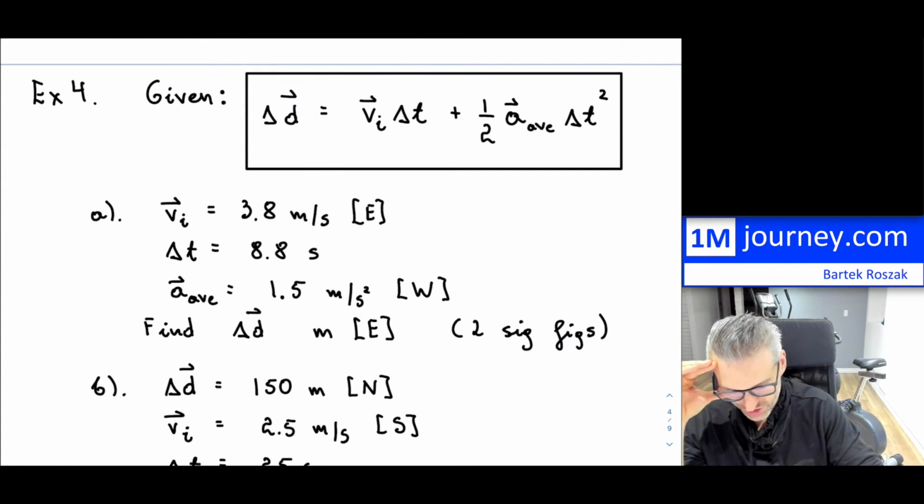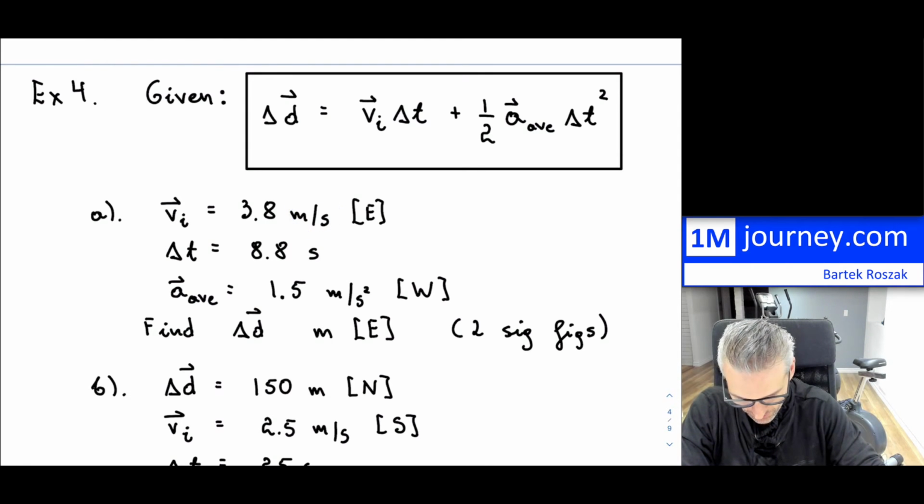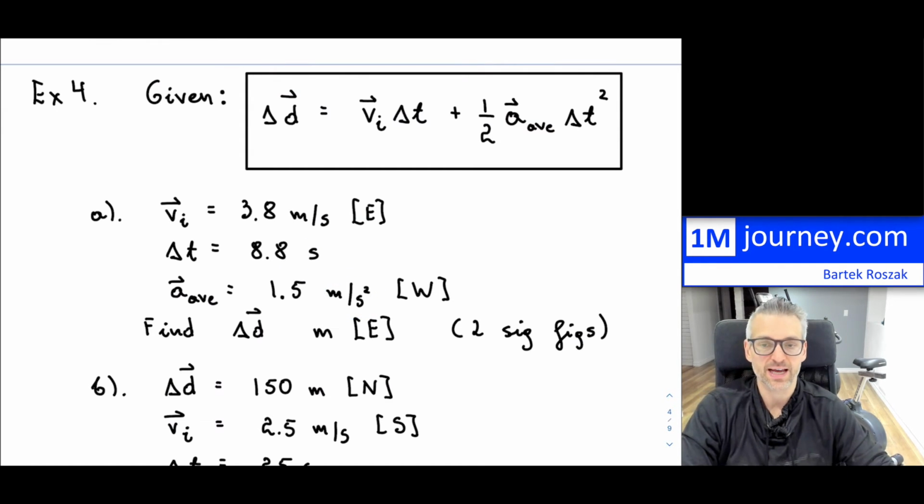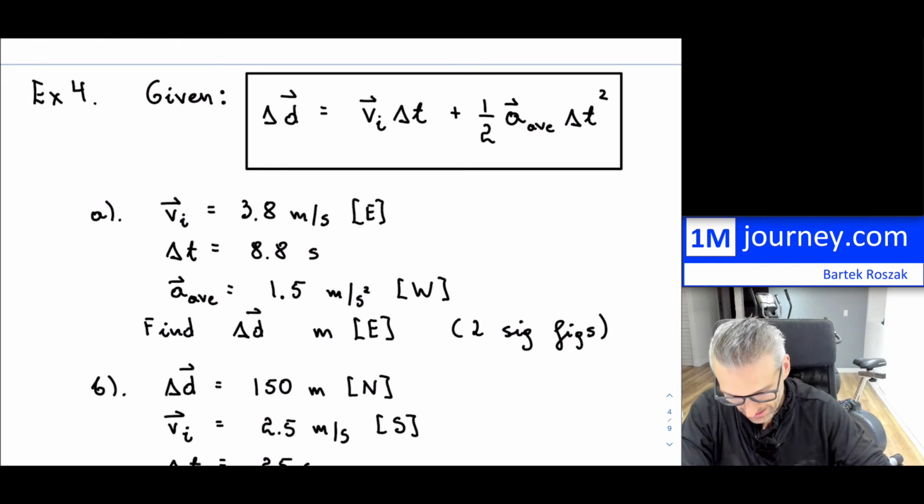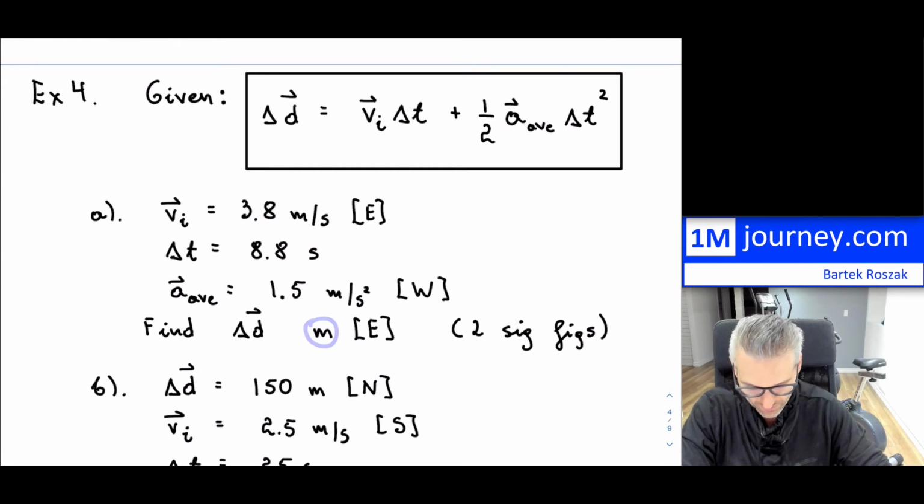Let's check the units. This one is in meters per second, so that's fine. This one is in seconds. This one is in meters per second squared. So everything is meters and seconds, and that's what I want. They want it in meters, so that aligns perfectly. But now direction. They want the direction to be east.